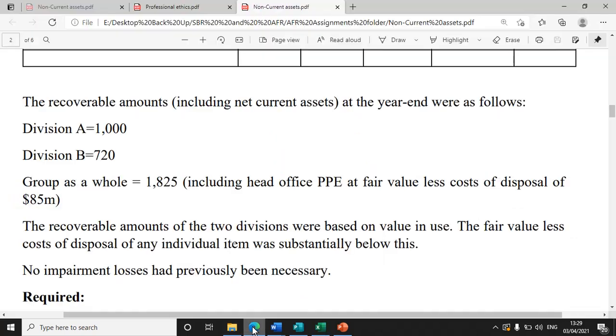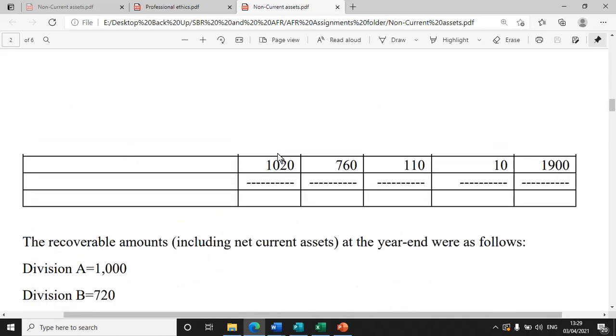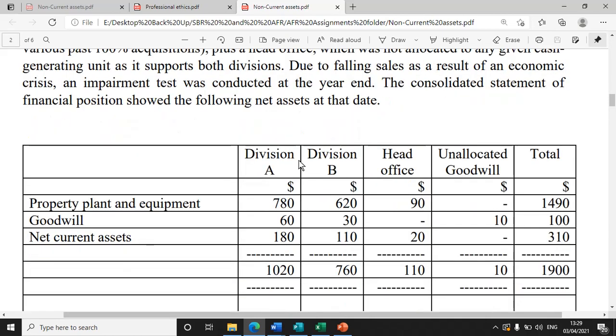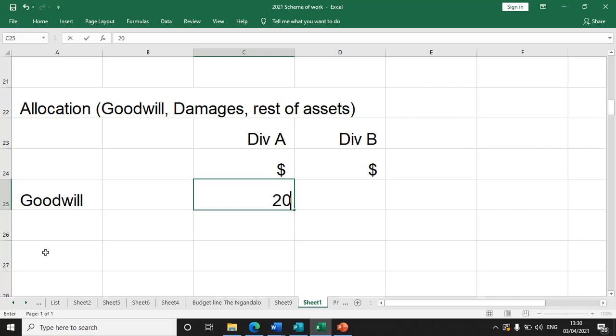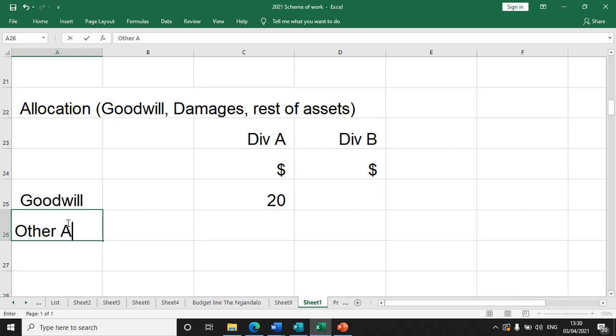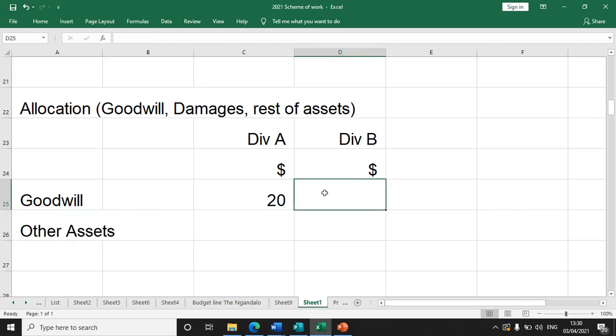When you look at your table again, you will observe that for Division A we have got an impairment loss of about 20. So the entire 20 will go to goodwill. Can you see this goodwill? It will be contained within the goodwill amount. So the entire 20 goes to goodwill. Then if there's any other loss to be allocated, you go to other assets, but I don't think that we have got anything more to do on A.